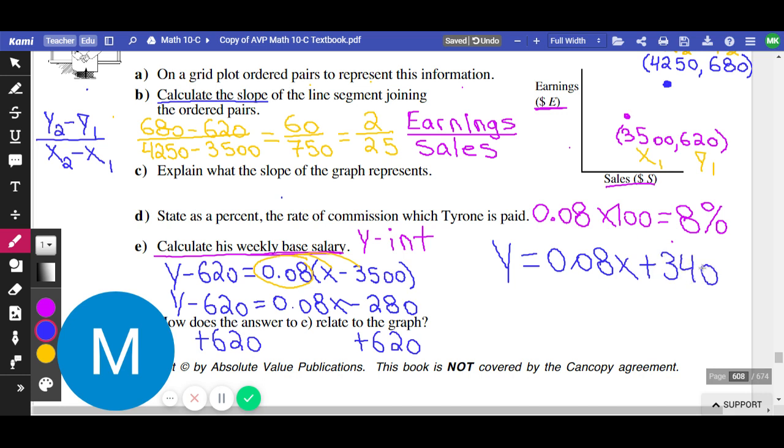This equation would represent how much money he makes based on how much he sells. Where 0.08 is how much extra he gets, right? That's his rate of increase as commission. And 340 represents his base salary. That's my starting point. That's my salary.